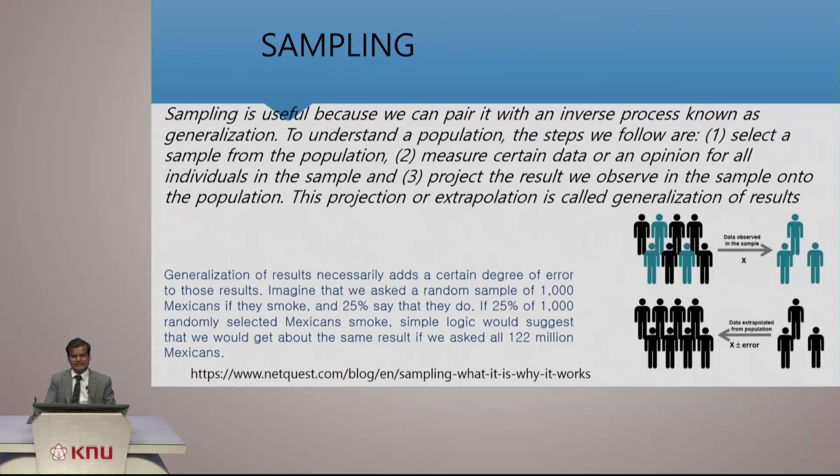So you have to select a sample from the population, measure certain data or opinion for all individuals in the sample, and project the results we observed in the sample onto the population. This projection or extrapolation is called generalization of results. You just focus on one sample, a group of people from the population, and from the sample you are applying generalization to the universe. In other words, you are applying it to the entire population.